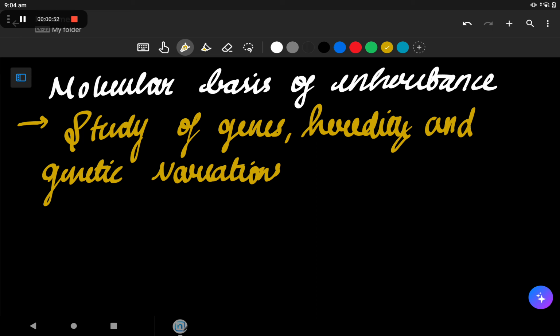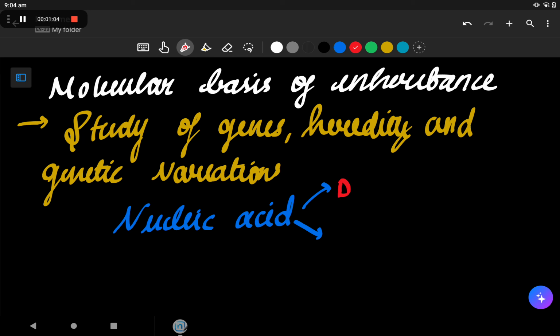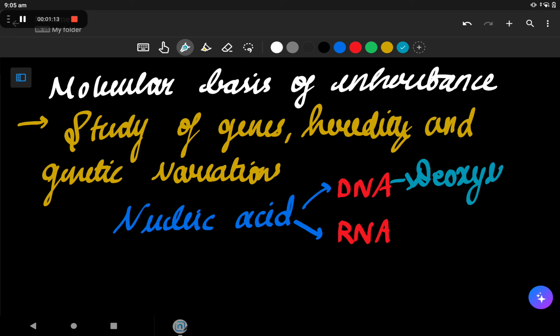Got it? So next is, what is nucleic acids basically? Nucleic acid is of two types. One is DNA, the other one is RNA. DNA means deoxyribonucleic acid. RNA means ribonucleic acid. Got it?